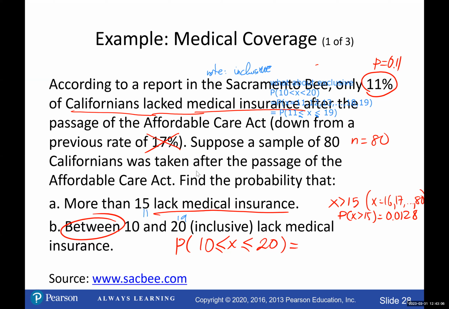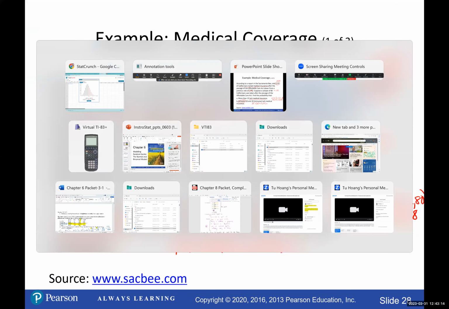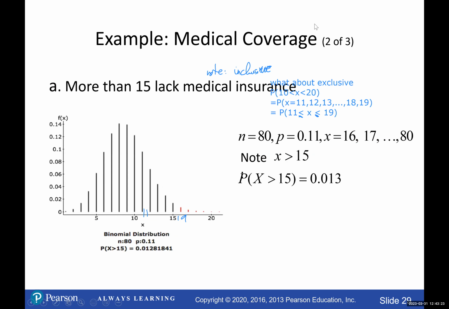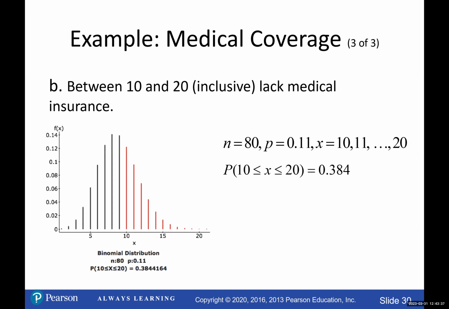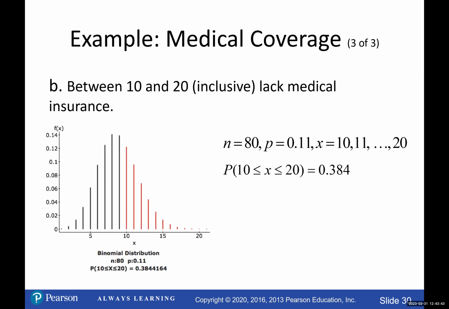Okay, so this goes back to the problem that we're working on. You're going to have 0.384 or 0.38. That's okay with me with 2 decimal places. All right, that's going to be the answer. So let's take a look at the way we do it by StatCrunch. For part A, right? Part B, right? So that's all about how to find the probability of binomial distributions.